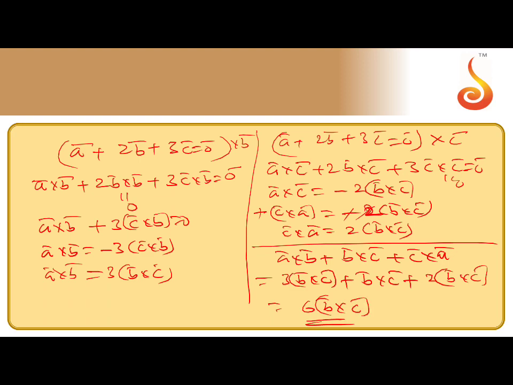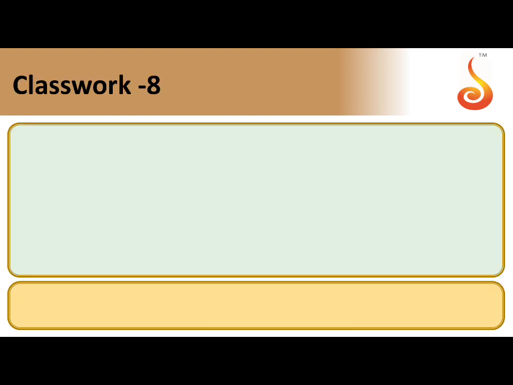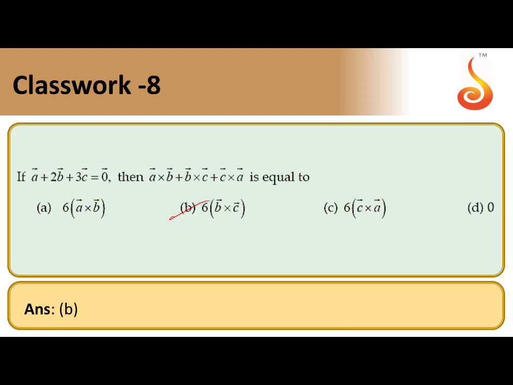So understand now? First take the cross product with B bar and find the value of A cross B, and next take the cross product with C bar and find the value of C cross A in terms of B cross C. All these two values substitute in the given data. A cross B is 3 times B cross C, B cross C is B cross C, and C cross A is 2 times B cross C. Then you got 6 into B cross C. If you want it in other terms, you can convert it. So check the answer. 6 into B cross C is the answer.